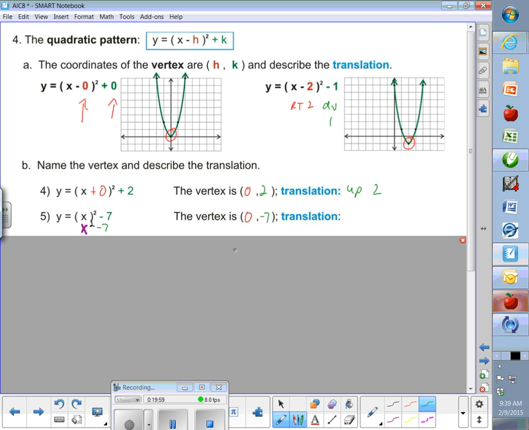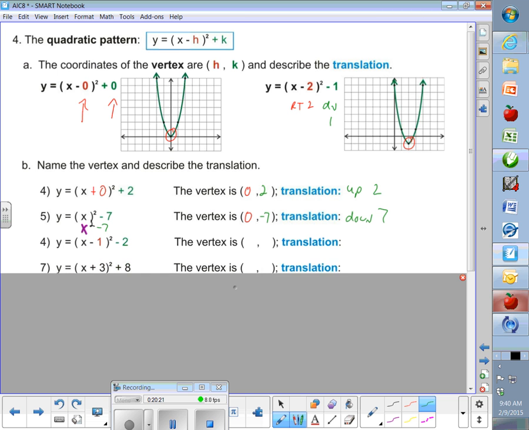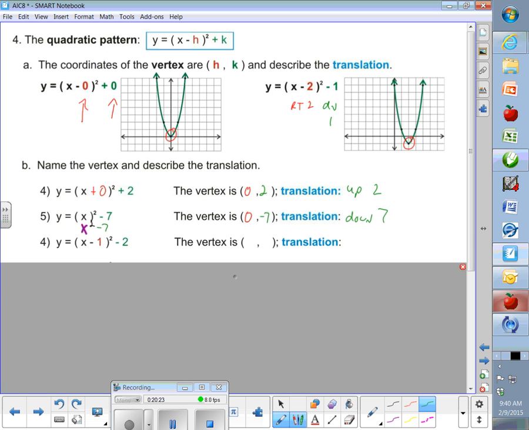The k is exactly what it says with the sign. There's no difference in the k. It's only the h that you read after the negative. So we know it's not moving left or right. So it's up 7 or down 7? Down 7. And we're translating, we're moving this parabola down 7. All right, the third one has both.